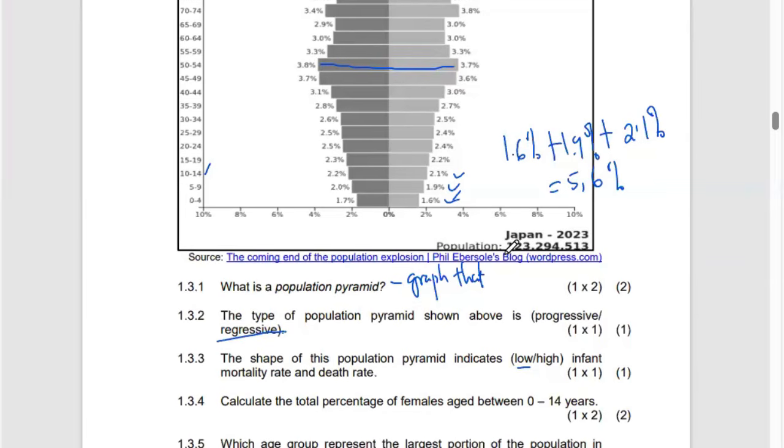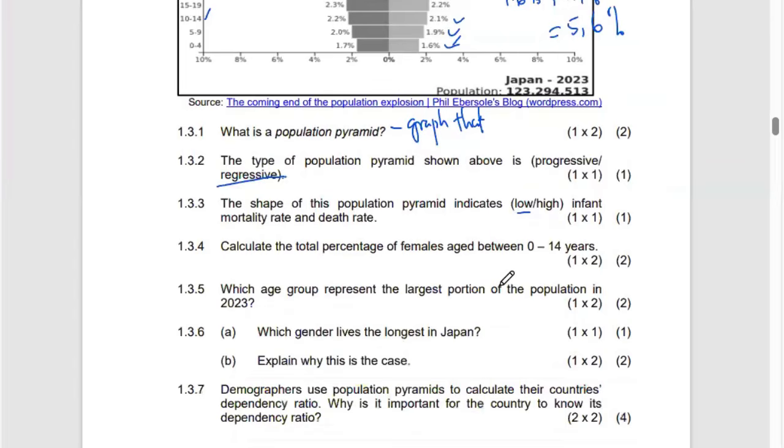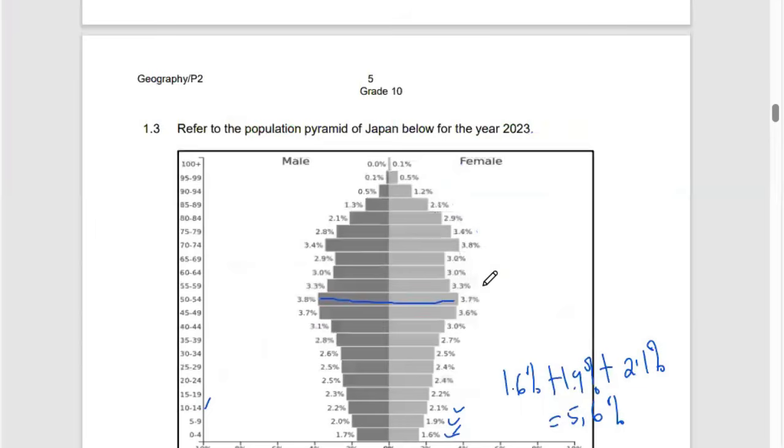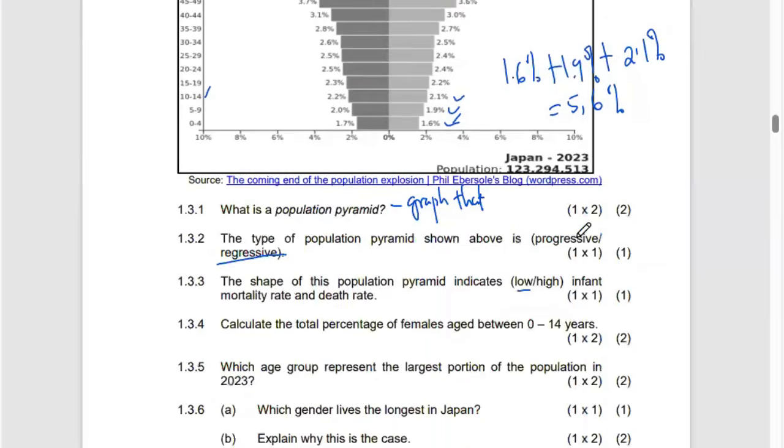Right, we'll move on to the next question. Which gender lives longest in Japan? Which means we just have to come on the top here and see which one is bigger. With the ages of around 90 to 94, we see that there are more females. The next age group, again, there are more females. And the last one, there's 0.1% females and 0.0 males who are above 100. So the justification is females are the ones who have got a longer life.